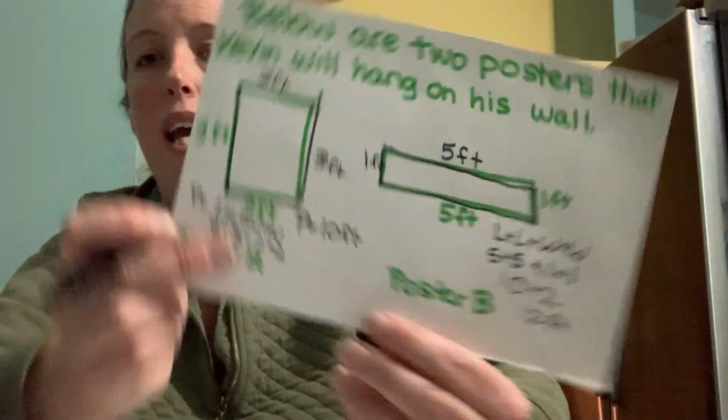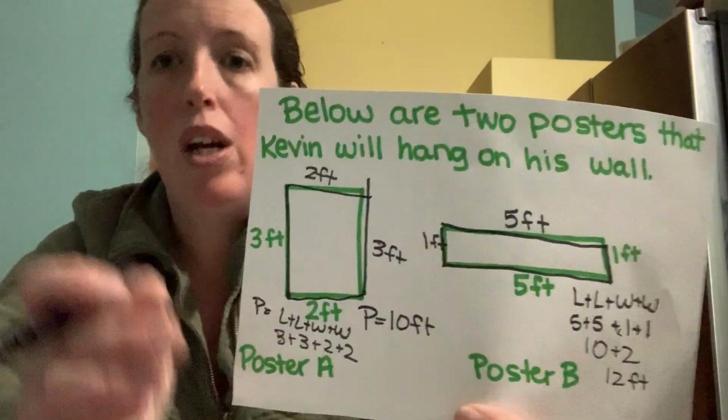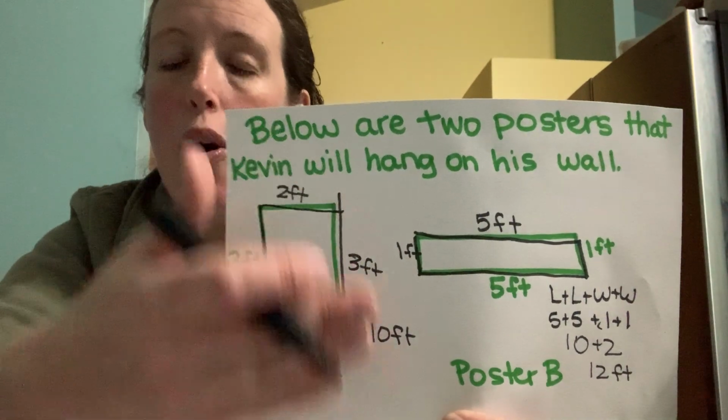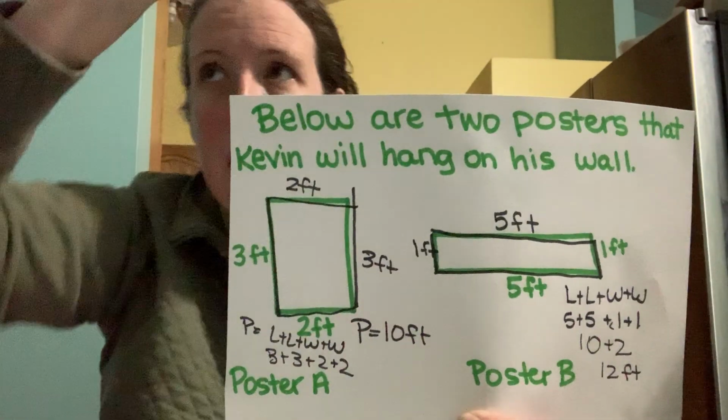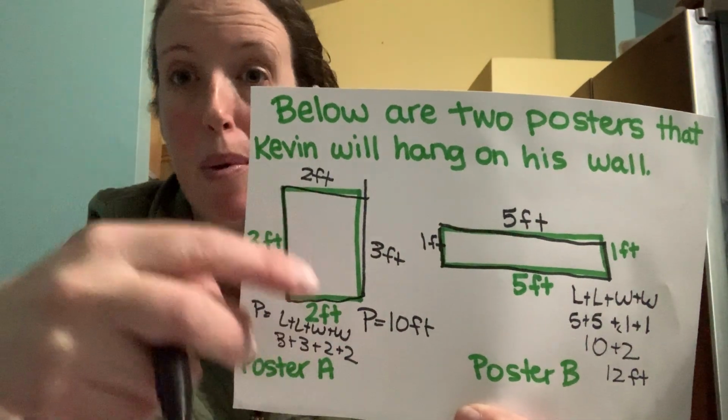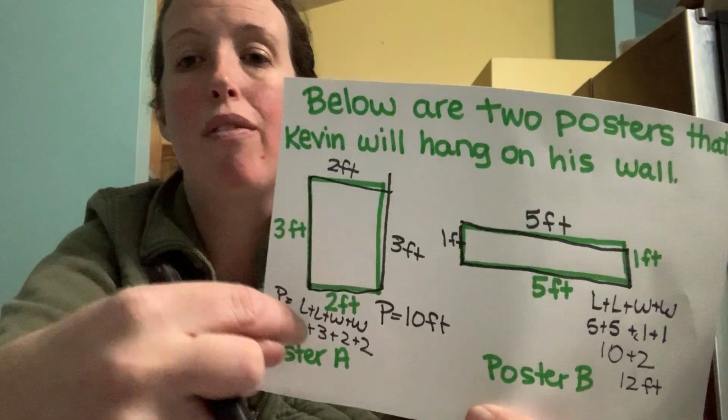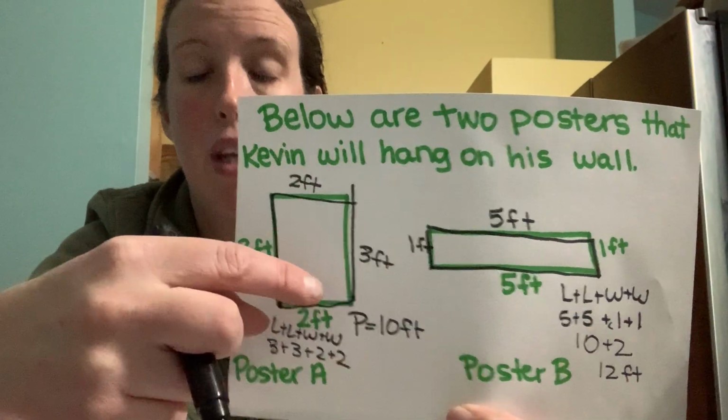So if a poster's hanging on your wall, we know that the whole entire poster is going to take up space. It's not just the outside of the poster, but it's the entire poster. So I'm not just looking for the frame of it. I need to know the whole thing, which is going to be an area question. And I know that area equals length times width.